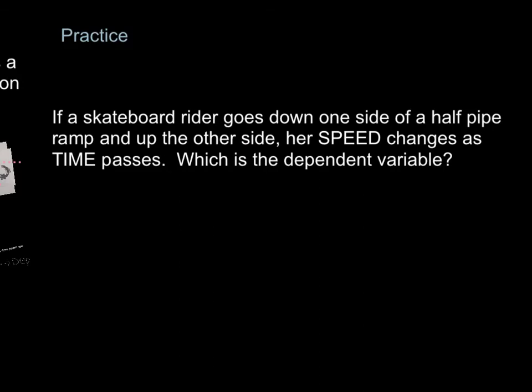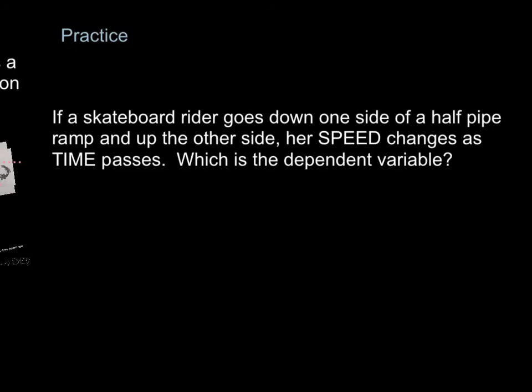All right, I think it's time to do a little practice. Here's your first example. If a skateboard rider goes down one side of a half-pipe ramp and up the other side, her speed changes as time passes. Which is the dependent variable? So at this time, I want you to pause this video and solve, and when you are finished, hit play.